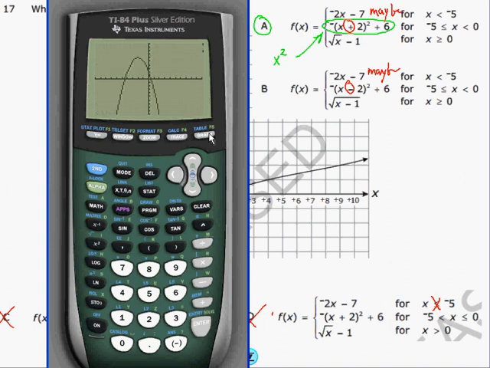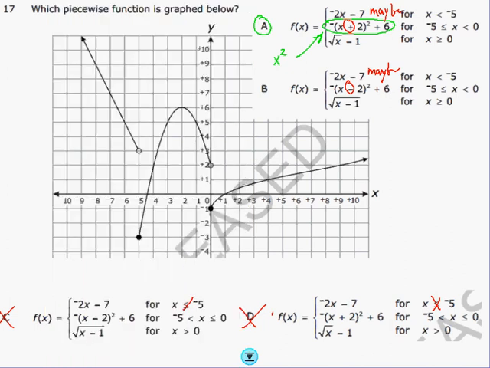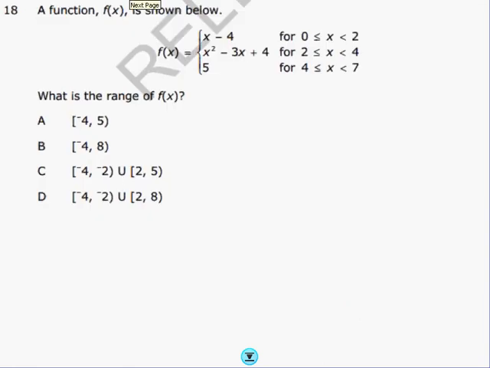Okay, that looks good. That looks like what I have. I don't like that one. It's to the right. It should be to the left. To the left. That was the first one, so the answer is A. Okay, function shown below. What's the range of this function?